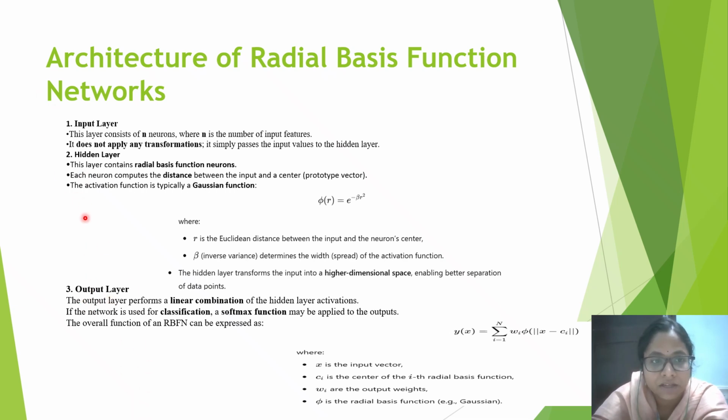The input layer consists of n neurons, where n is the number of input features. It does not apply any transformation. The input layer simply passes the input values to the hidden layer. The hidden layer contains all the radial basis function neurons. In the hidden layer, each neuron computes the distance between the input and a center. The center represents a prototype vector. The activation function used is a Gaussian function.